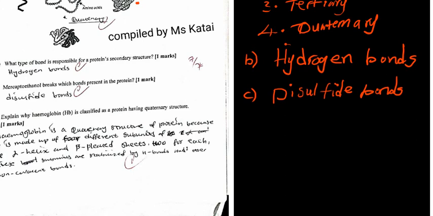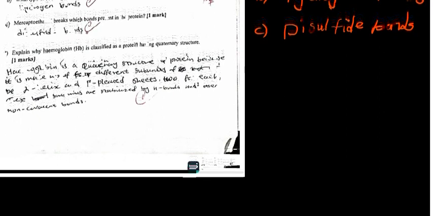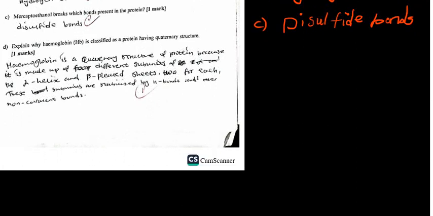So let's go now to the other question, which is D. Question D says, explain why hemoglobin is classified as a protein having quaternary structure. We already discussed this one. A quaternary structure is just polypeptides that are organized together to come up with a functional protein.